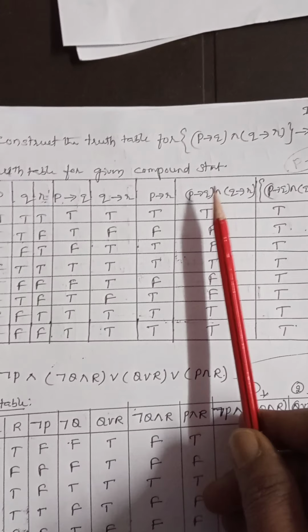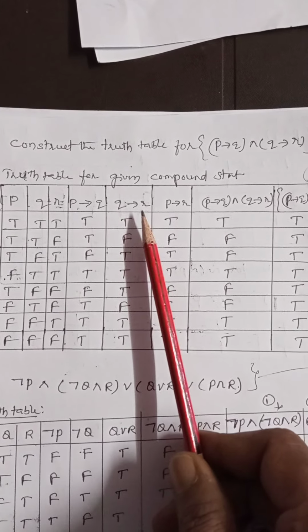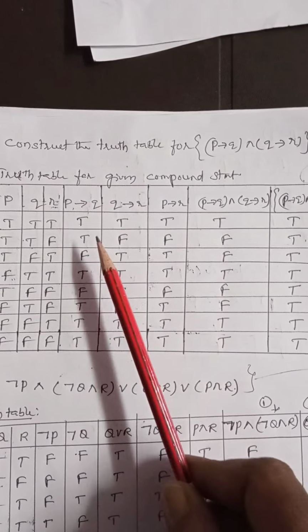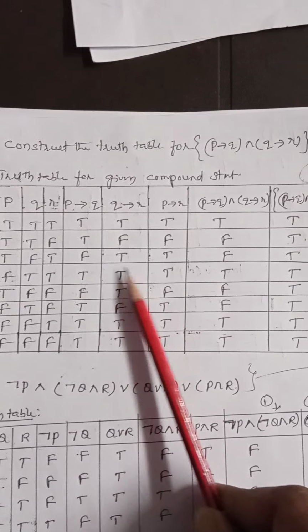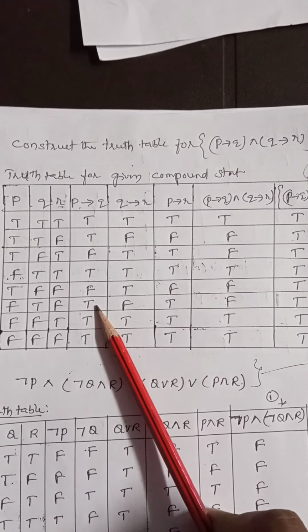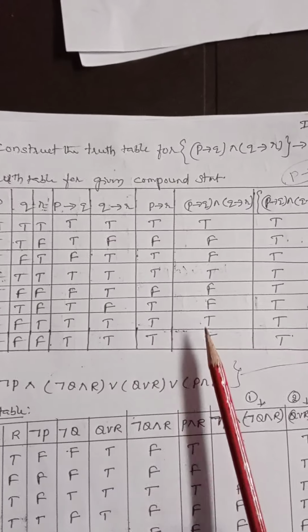Next one is the conjunction of these two, P arrow Q and Q arrow R. Now true and true, true. True and false, false. False and true, false. True and true, true. False and true, false. False and false, false. True and true, true. True and true, true.